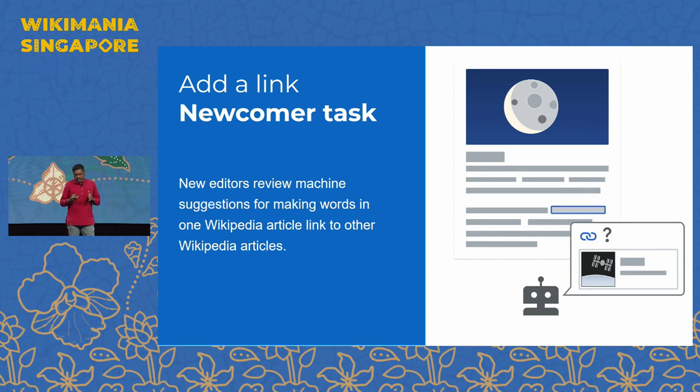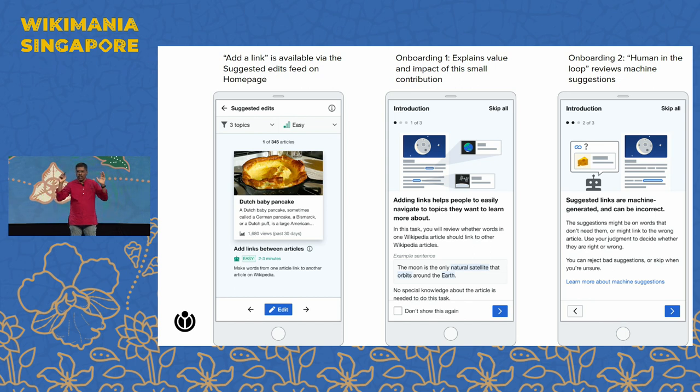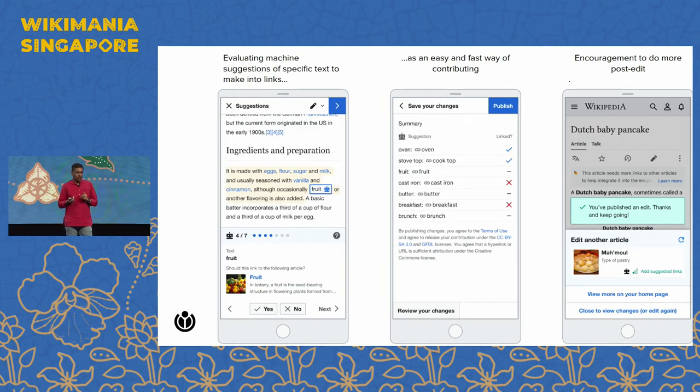So this takes a newly registered user through a simple workflow. First, this will be presented on their newcomer homepage, and they will be informed about this kind of suggestion. In the second stage, in the onboarding workflow, it will tell you the importance of adding links, how it helps the readers. In the third step, it will inform you that this is a suggestion by a machine learning system, and you need to make your informed decision about whether adding a link is okay or not, whether the suggestion is good or not. So that means you are in control.